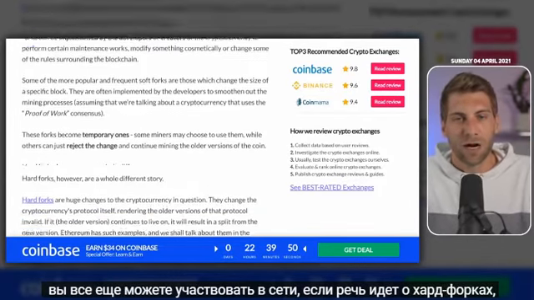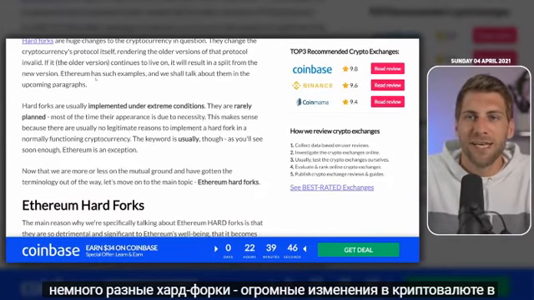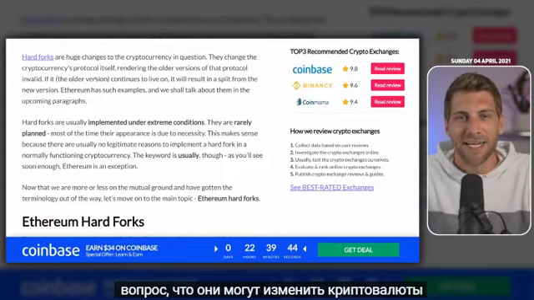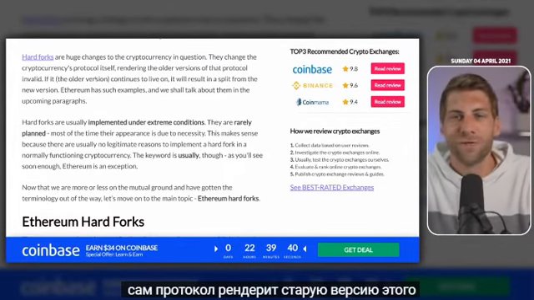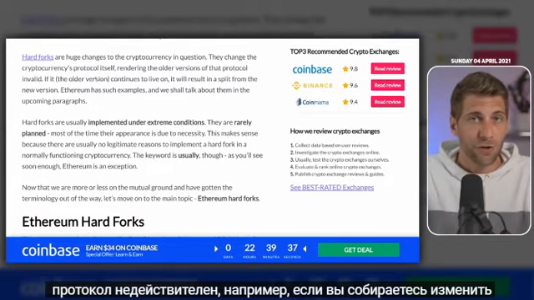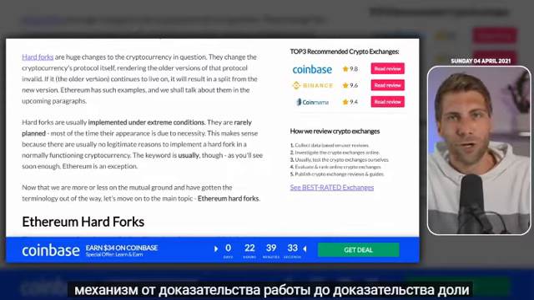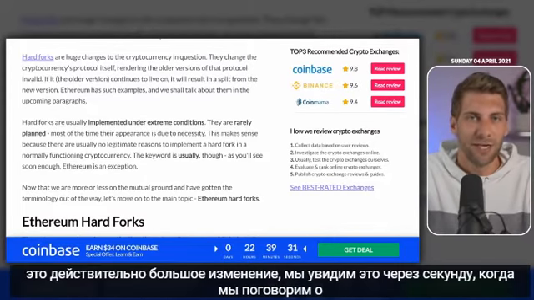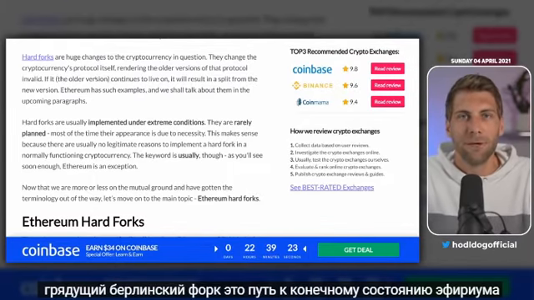If it comes to hard forks, this is a little bit different. Hard forks are huge changes in the cryptocurrency in question. They can change the cryptocurrency's protocol itself, rendering the older version of that protocol invalid. For example, if you're going to change the mechanism from proof of work to proof of stake, this is a real big change. We will see this in a second when we talk about the upcoming Berlin fork.